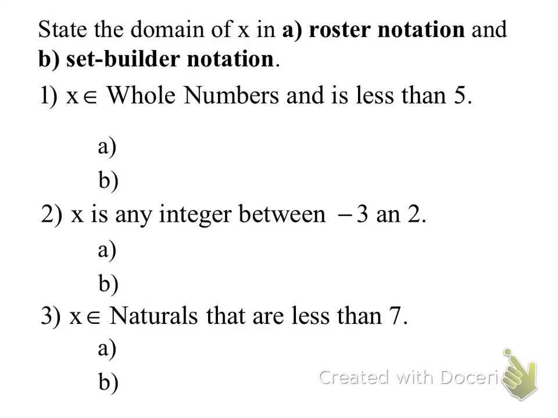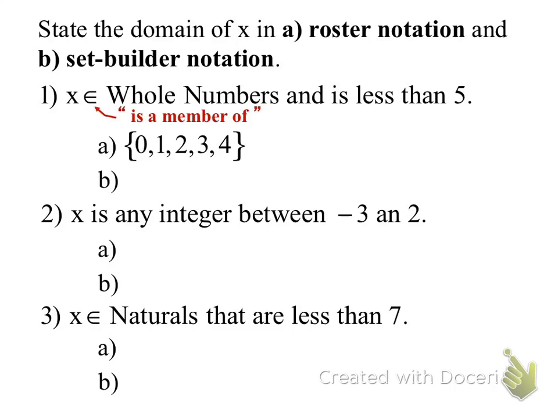Okay, so whole numbers, x. Now this new symbol is called element. It says state the domain of x in A, roster notation, and B, set builder notation. So what this is saying is, what are the elements that x is allowed to be? x can be a whole number and is less than 5. So for roster notation A, what am I listing? Nick? 0, 1, 2, 3, 4. Whole number tells me my starting point, 0, and less than 5 tells me my end point, up to 4.